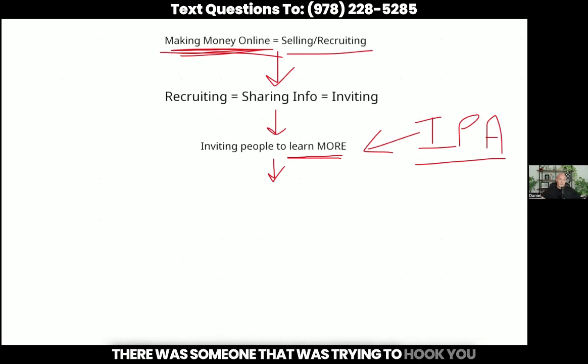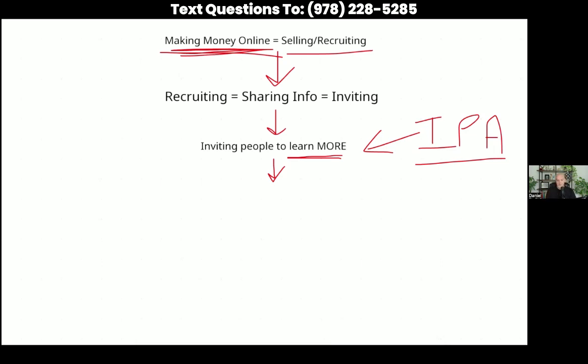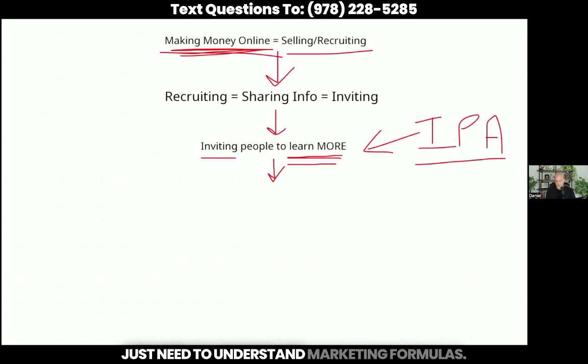There was someone trying to hook you into watching their ad, watching that commercial, trying to get your attention. We are in an attention craving society. Okay. So in order to get good at inviting, let's keep it simple now. In order to get good at inviting, you just need to understand marketing formulas.